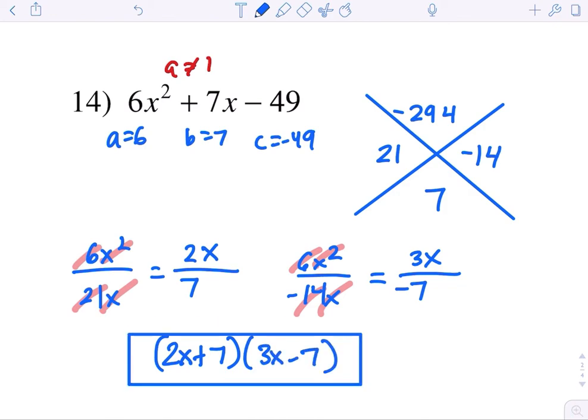So that's how you factor when a is not equal to 1 for all these problems, okay?